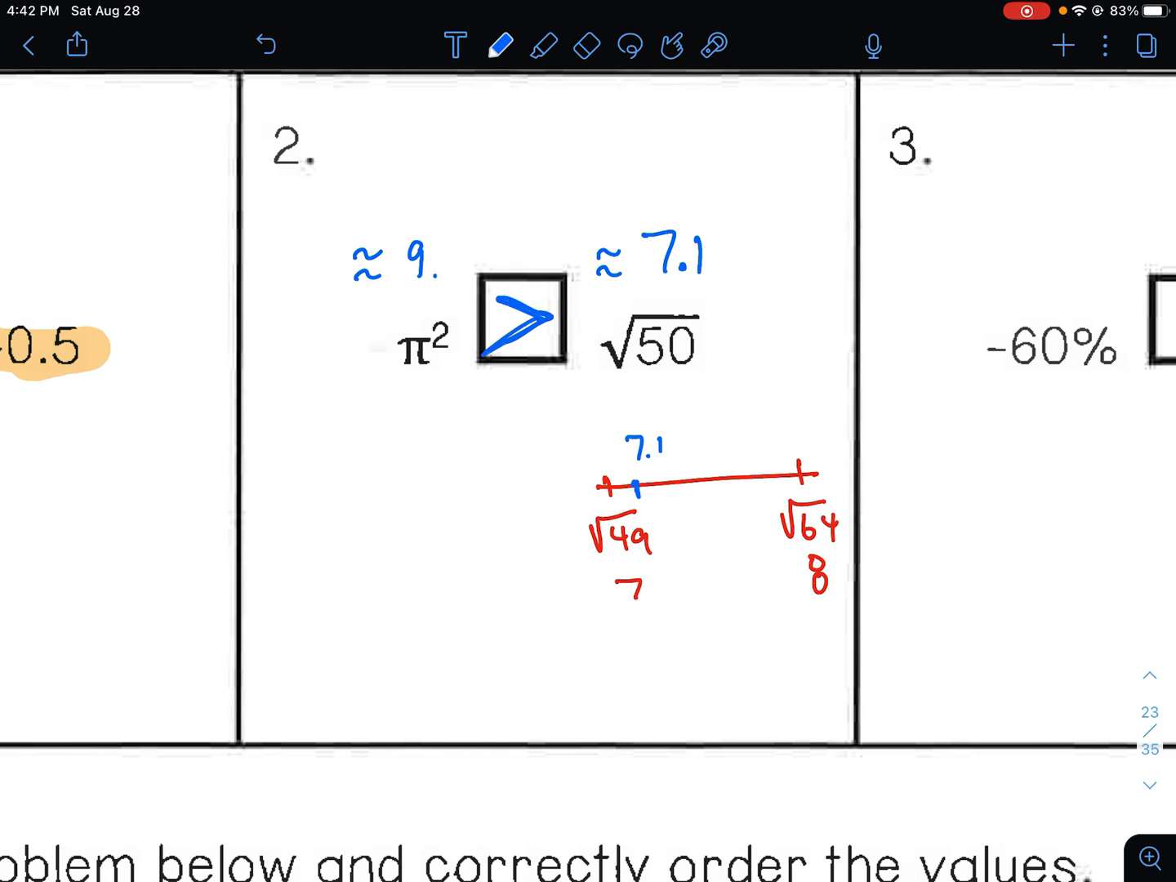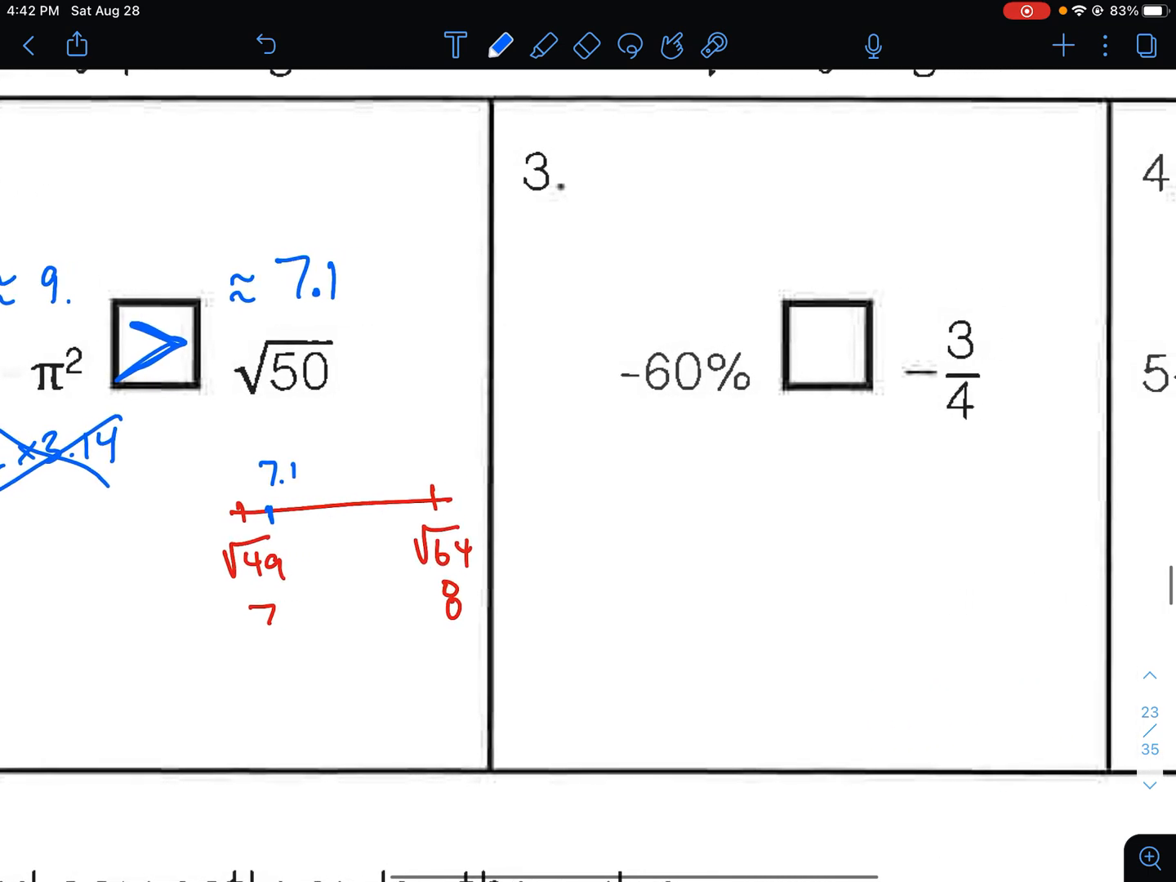Okay? Make sure you remember, pi squared is not 2 times 3.14. No, that's like 6.28 or something. It's 3.14 times 3.14, which, you know, 9 is close enough.